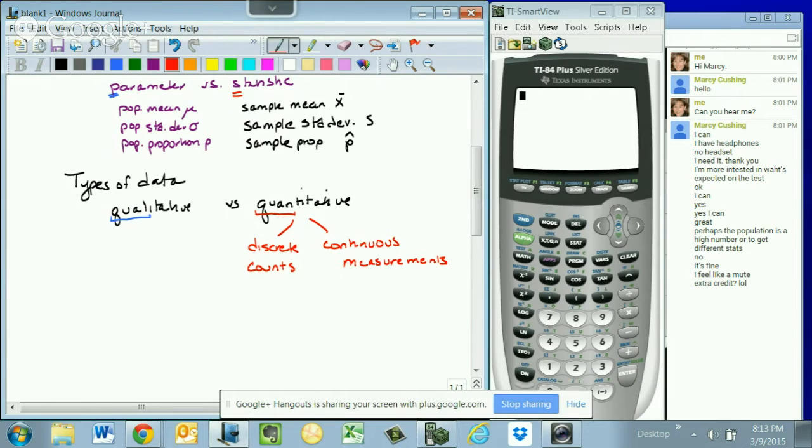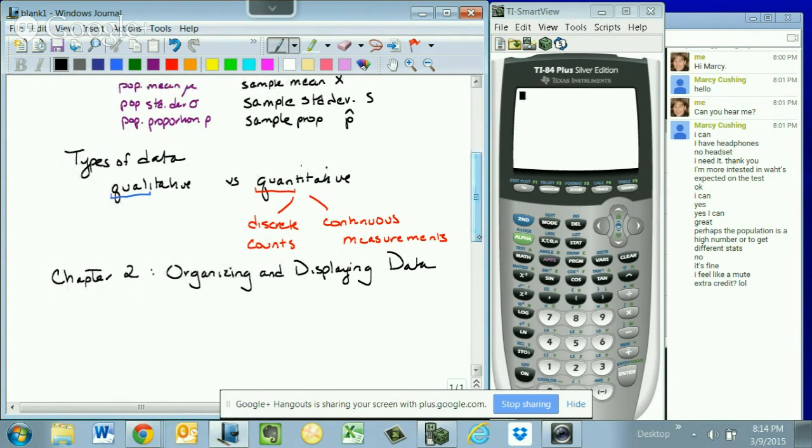All right, now moving into Chapter 2. In Chapter 2, we talked about organizing and displaying data. And the first way that we talked about organizing data was into the form of a frequency table. And you can organize qualitative data into a frequency table.